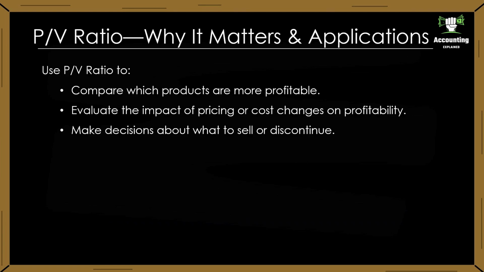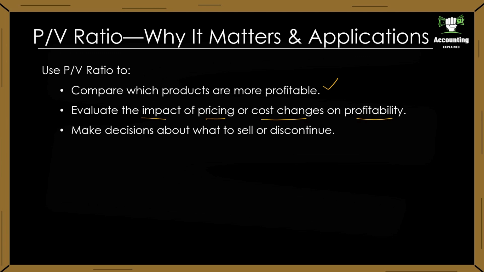Now let us see the importance of PV ratio. Why PV ratio is used by the businesses? Because it compares which products are more profitable. Like in the previous pie chart, we saw two products, A and B. A had a PV ratio of 68.5%, whereas B had a PV ratio of 31.5%. Like that, we can make comparison. Evaluate the impact of pricing or cost changes on profitability. So you can evaluate the impact of pricing, whether the price increases or decreases, or cost changes, same thing, increases or decreases, on the PV ratio.